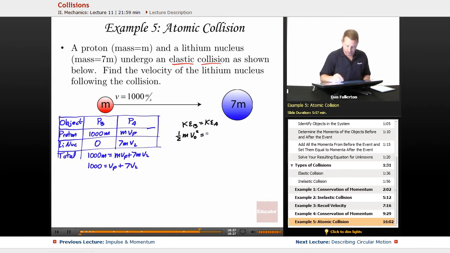Now both of these are in motion. So that's going to be 1/2 m times Vp squared plus 1/2 our 7m, our lithium nucleus, times its speed squared. And once again, I can make a nice simplification and divide out 1/2 m out of all of those to say that V0 squared equals Vp squared plus 7 Vl squared. Two equations, two unknowns, because really we know this V0 is 1000, so V0 squared is 10 to the 6th. So 10 to the 6th equals Vp squared plus 7 Vl squared.